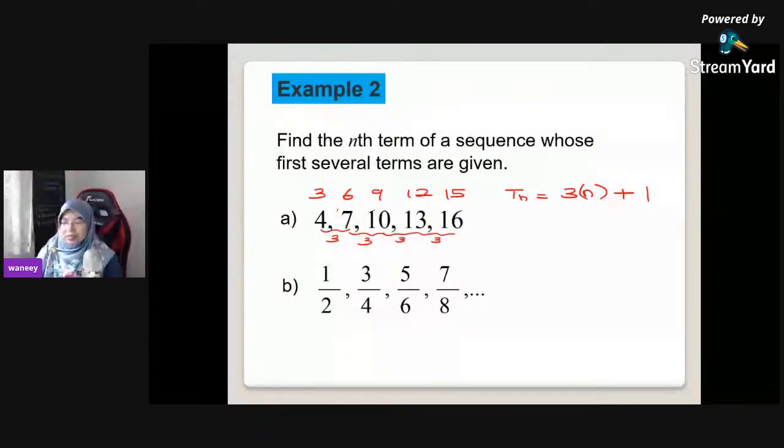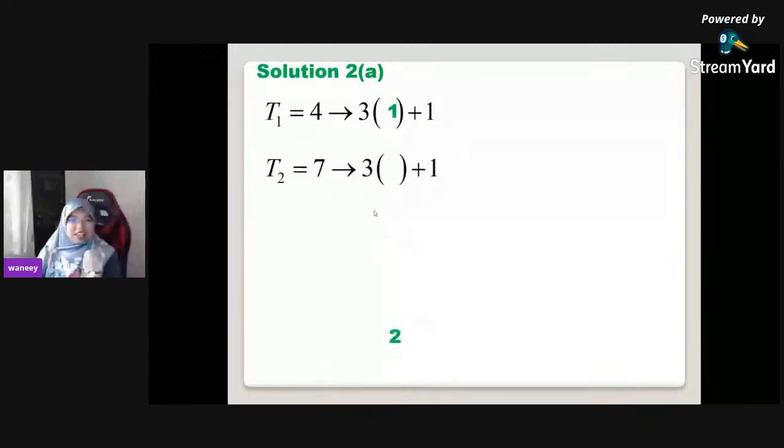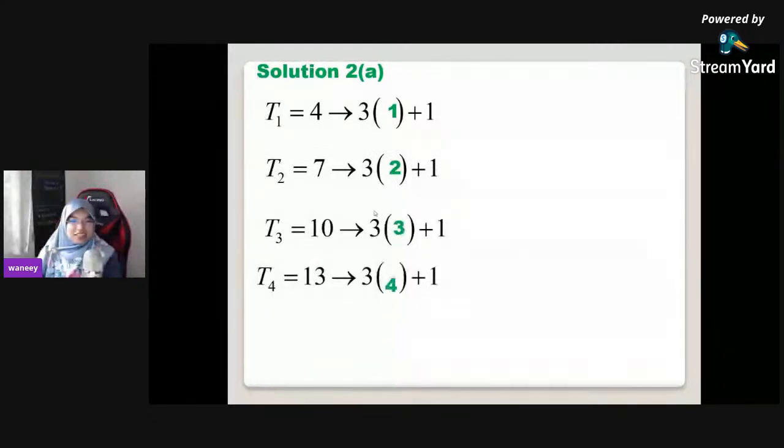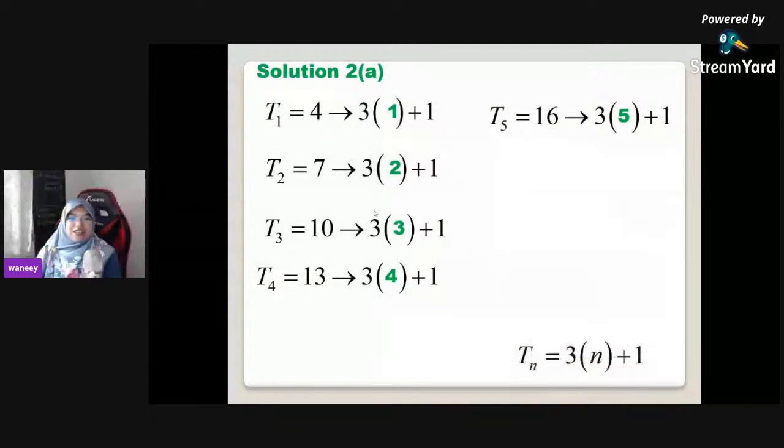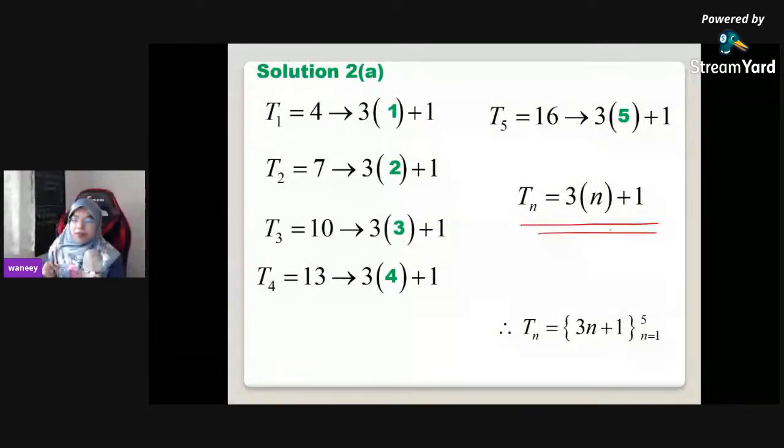So itu contoh dia lah. Sebab masa ni dia macam konon-konon tak belajar arithmetic lagi lah. So we just macam assume sajalah. Okay, so that means Tn will be 3n plus 1. So the way we write them down is 3n plus 1 starting from n equal to 1 up until 5. Biasanya kita tulis macam ni lah. Okay, so done with this.